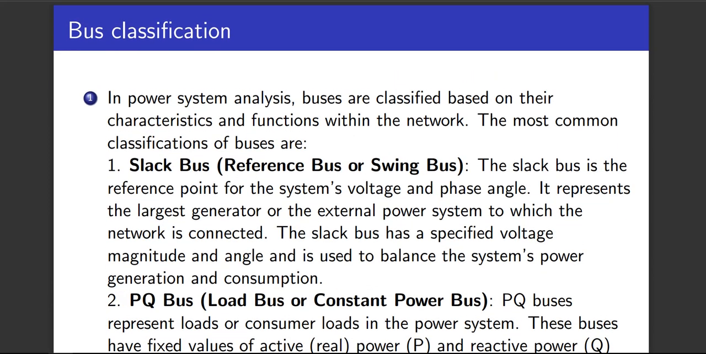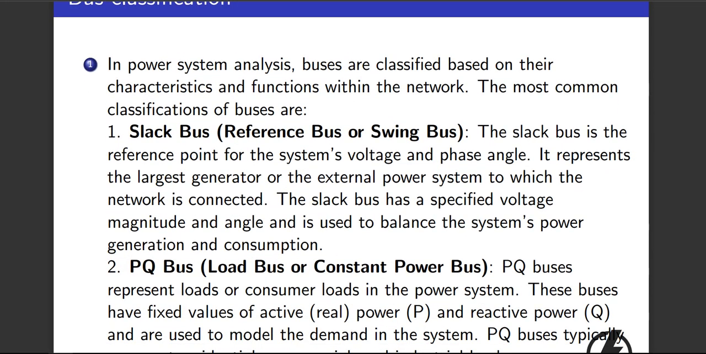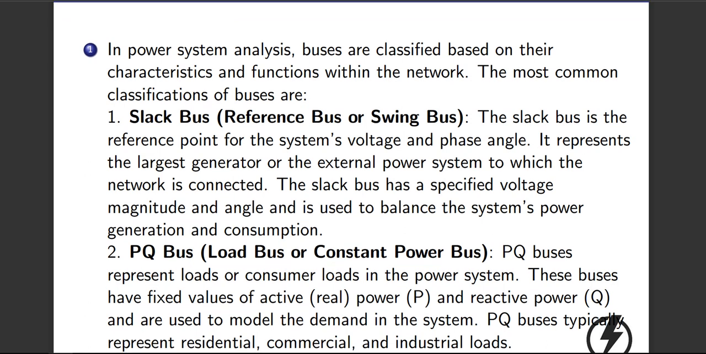Bus classification. In power system analysis, buses are classified based on their characteristics and functions within the network. The most common classifications of buses are: 1. Slack bus, reference bus or swing bus. The slack bus is the reference point for the system's voltage and phase angle. It represents the largest generator or the external power system to which the network is connected. The slack bus has a specified voltage magnitude and angle and is used to balance the system's power generation and consumption.